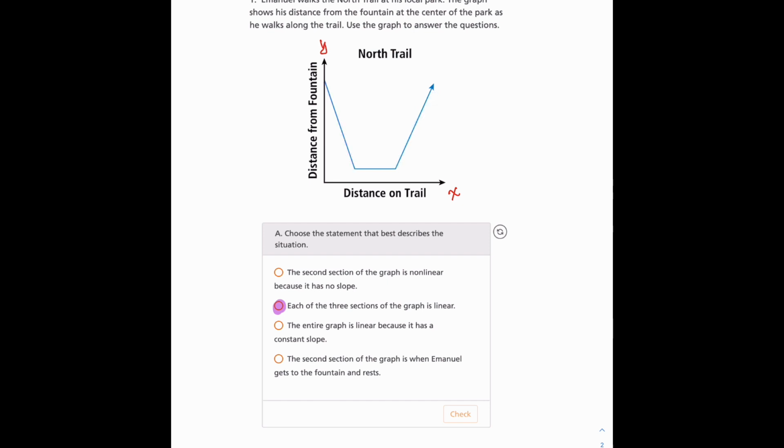Finally, the second section of the graph is when Emmanuel gets to the fountain and rests. Why is that false? Well, he's not resting. He does get close to the fountain, but he's not resting because he's progressing from this distance on the trail to that distance on the trail. So he's continuing to walk on the trail. All right. So hopefully that all made sense to you.